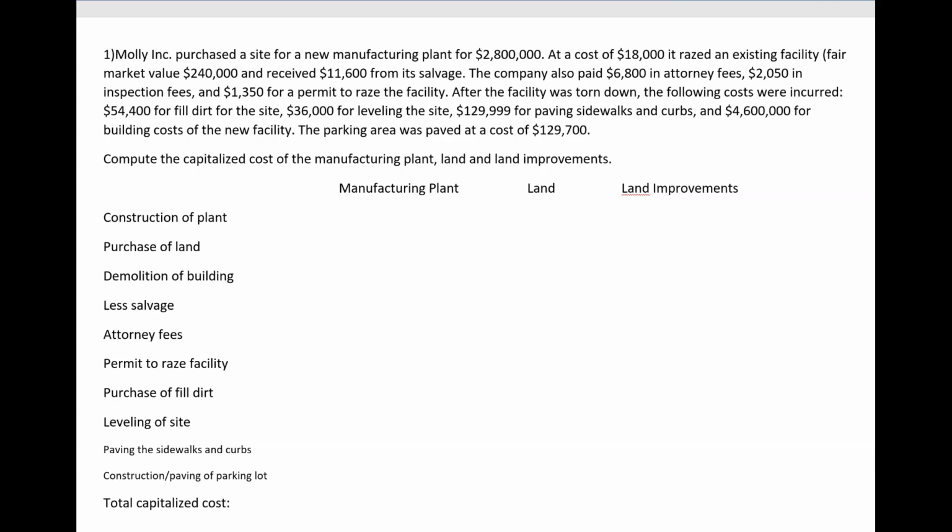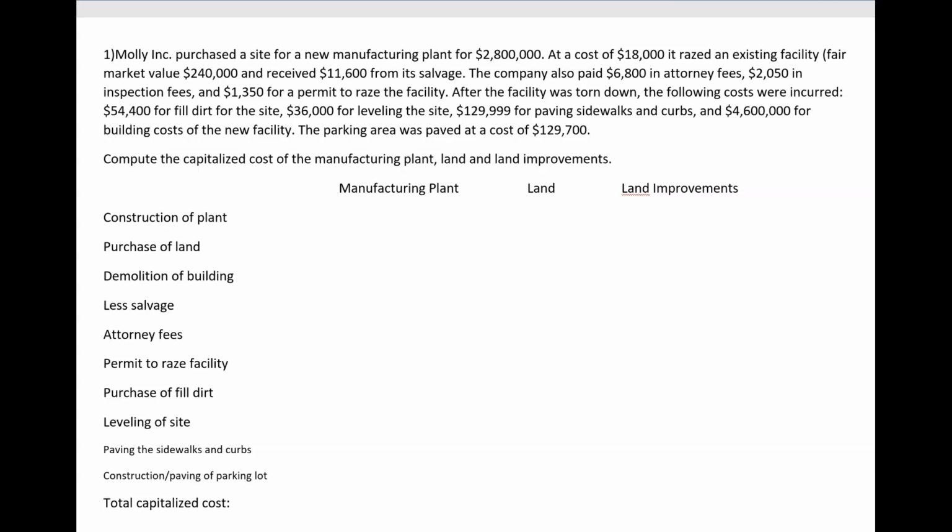Okay, so number one, Molly Inc. purchased a site for a new manufacturing plant for $2.8 million. At a cost of $18,000, it razed an existing facility with a fair market value of $240,000 and received $11,600 from its salvage. The company also paid $6,800 in attorney fees, $2,050 in inspection fees, and $1,350 for a permit to raze the facility.